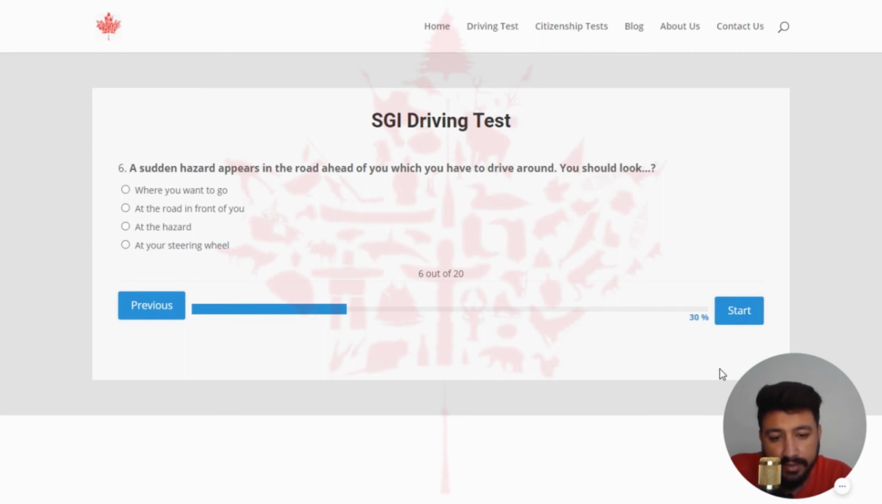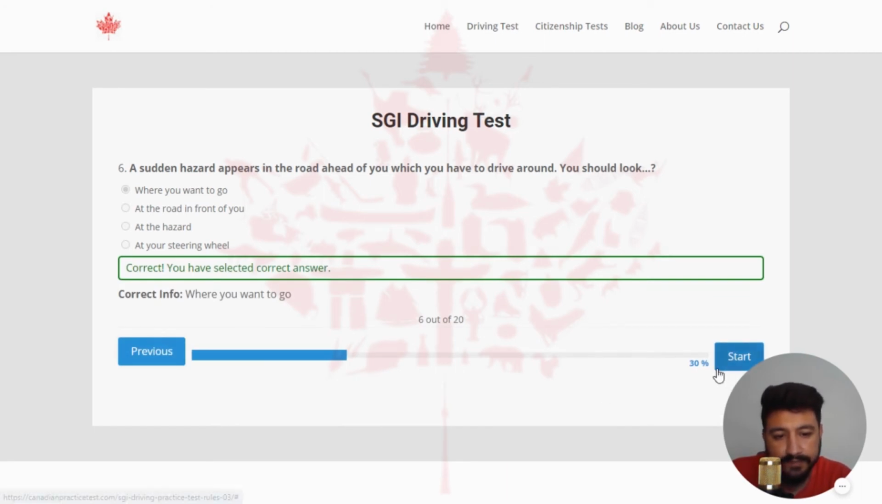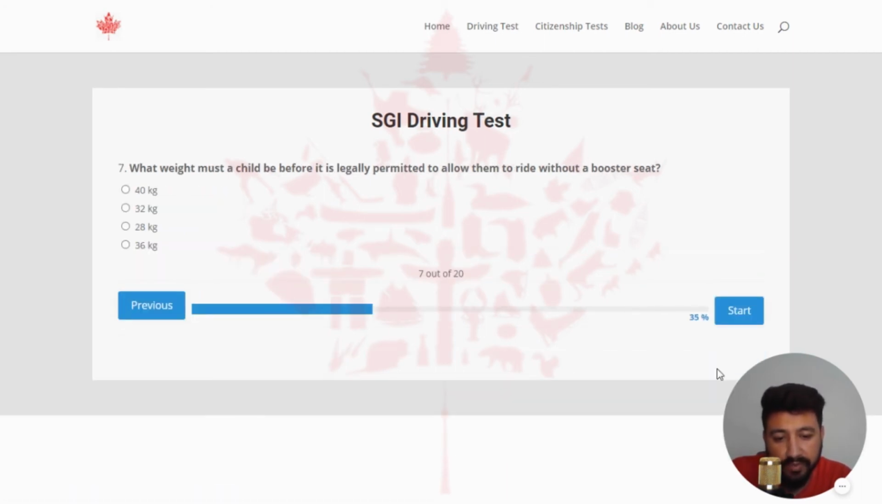Next, a sudden hazard appears in the road ahead of you, which you have to drive around. You should look. The right answer of this question is where you want to go. So I'm going to select the first one. This should be the right one. Yeah, correct.